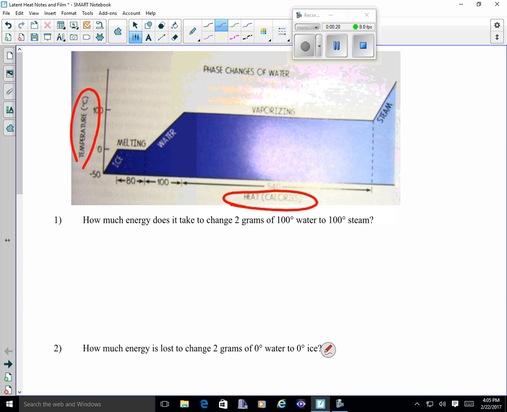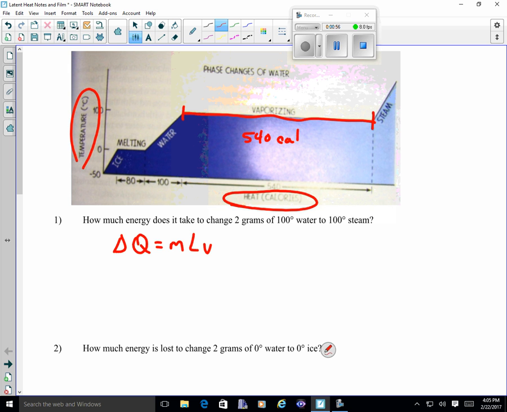We're going to use a weird formula for this. Instead of using MCAT, we're going to use something called MLV. That stands for the latent heat of vaporization. Now, if you look right here, here is 100-degree water, and this whole line right here, it stays at 100 degrees until you add 540 calories, it then changes to steam. So it takes 540 calories just to change 1 gram of water into 1 gram of steam.